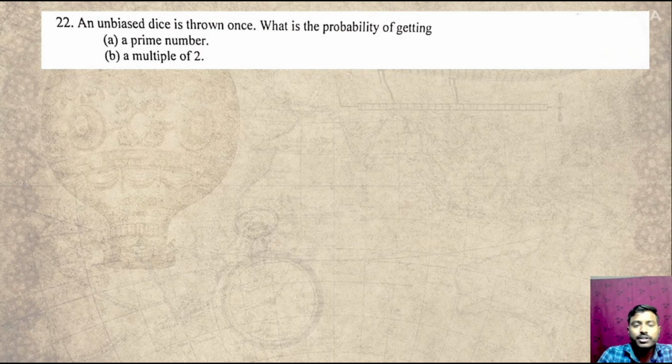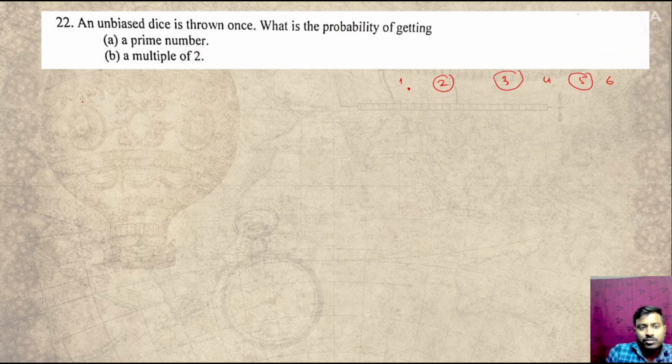Next question, question number 22. A dice is thrown once. What is the probability of getting a prime number? First, we know that if a dice is thrown, it shows either 1, 2, 3, 4, 5 or 6. In these numbers, there is one prime number, this is another prime number, this is also, so there are 3 prime numbers. So probability of a prime number is equal to 3 prime numbers divided by total 6. So 3 by 6 equal to 1 by 2.